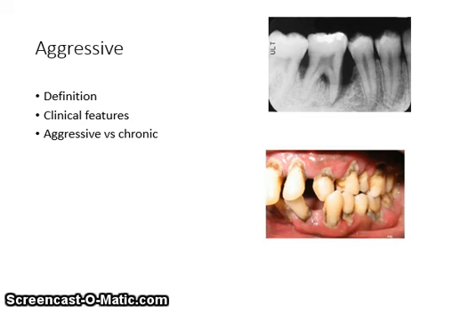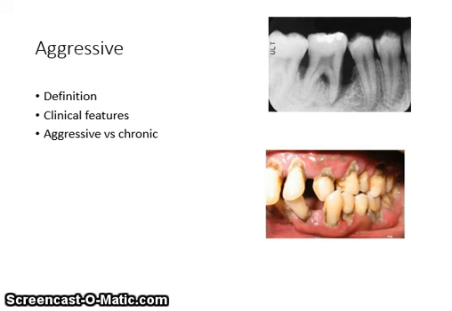Aggressive periodontitis is a bacterial infection characterized by a rapid loss of attachment and a less predictable response to periodontal therapy than chronic periodontitis. The disease may be localized or generalized. Aggressive periodontitis is much less common than chronic periodontitis and may occur in the primary and adult dentitions. Aggressive periodontitis differs from chronic periodontitis in several characteristics.